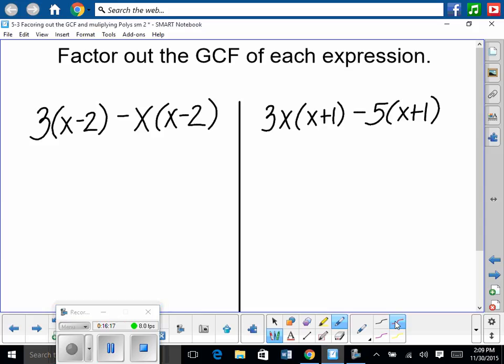So just like before, we have to look at both terms, or 3 terms, or however many terms, and see what we have in common. There's a term, there's a term. Aren't terms separated by plus and minus signs? Yes, ma'am. So do you see my 2 terms?